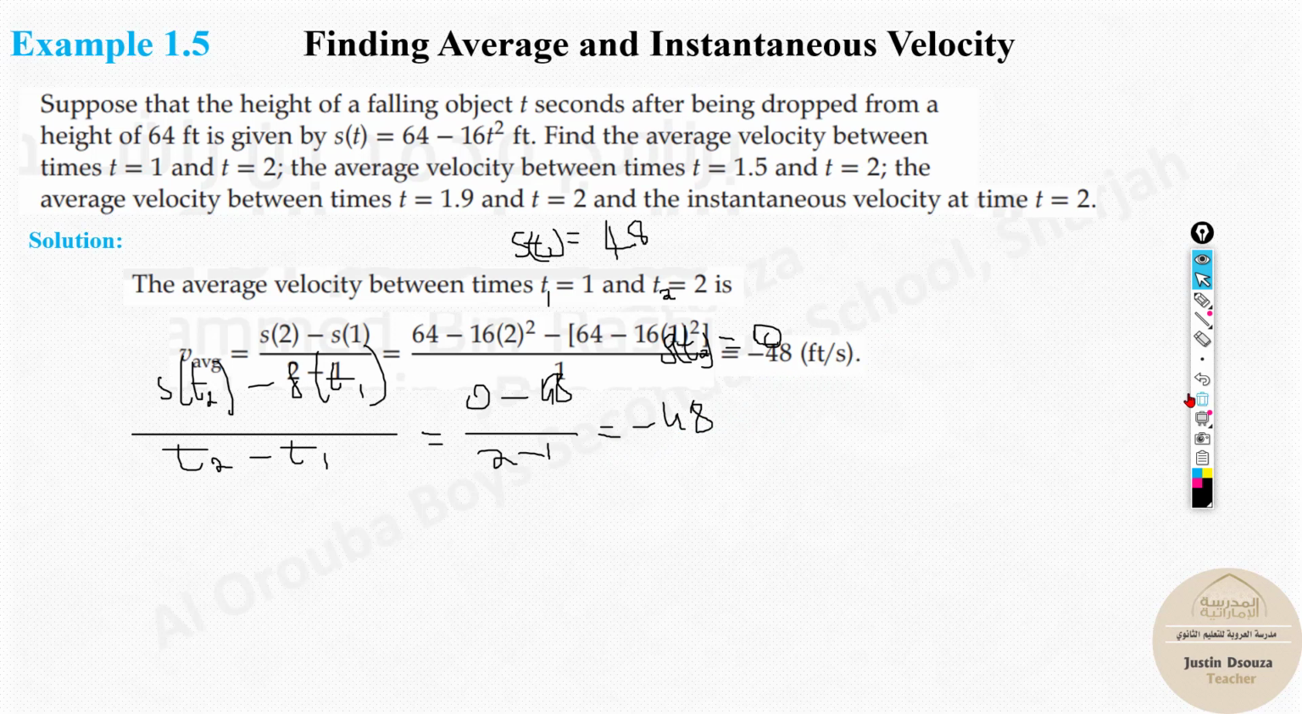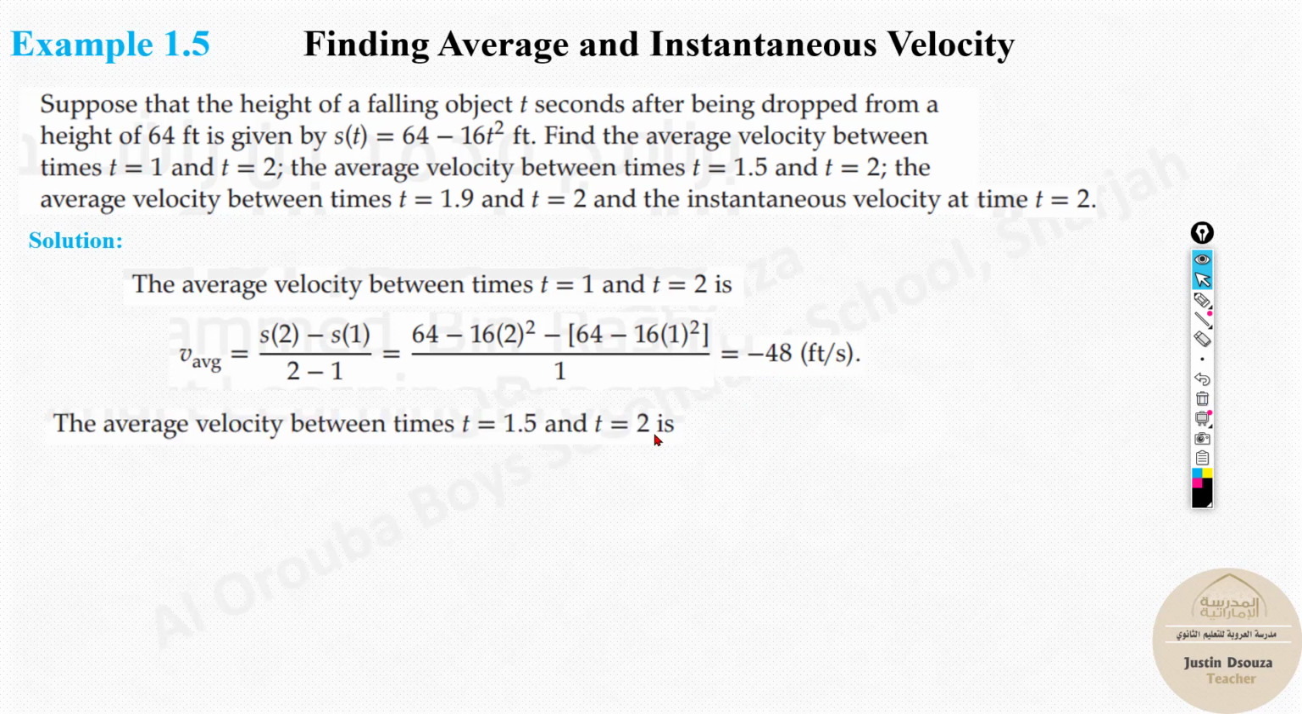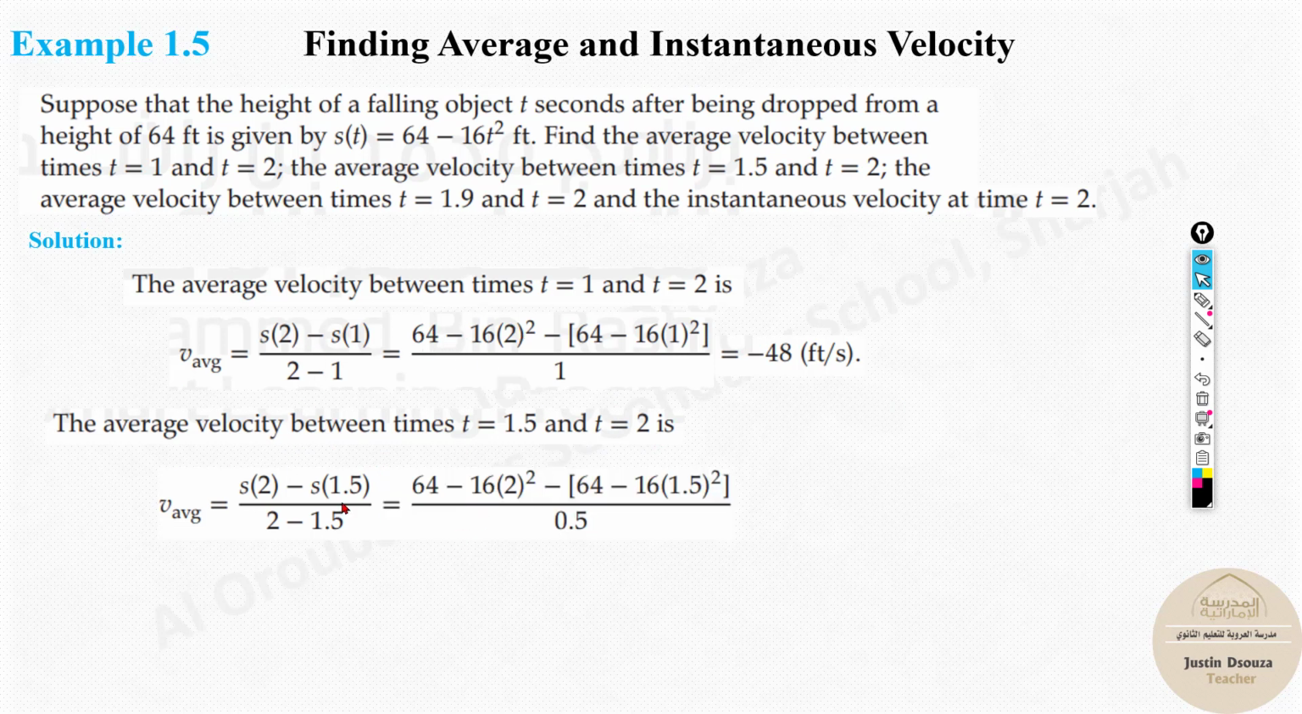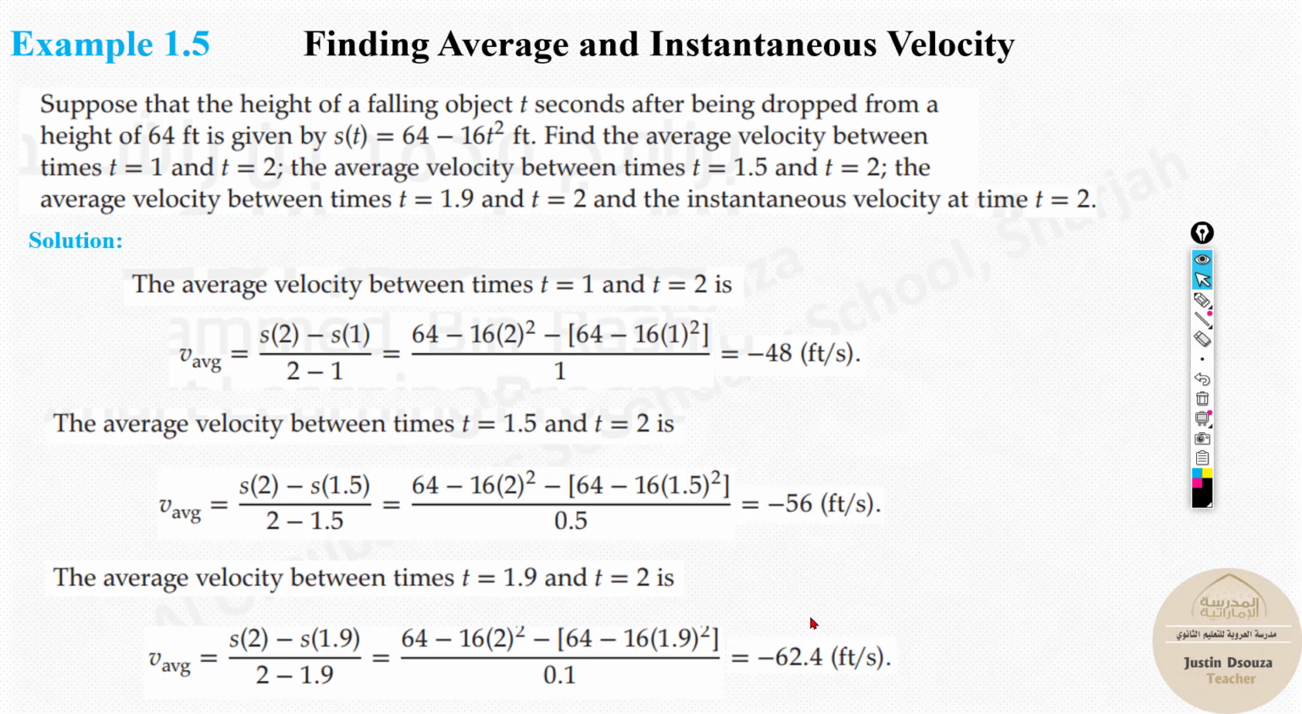Same thing needs to be done next over here for 1.5 and 2. It's the same over here. The first part is same. It's just that this part changes. 1.5 squared, so 1.5 squared times 16, and then the value changes. Here you can get it as negative 56. Try the last one. Here same thing. Pause the video and try the last one. It will be same substitution all over here, negative 62.4 feet per second.